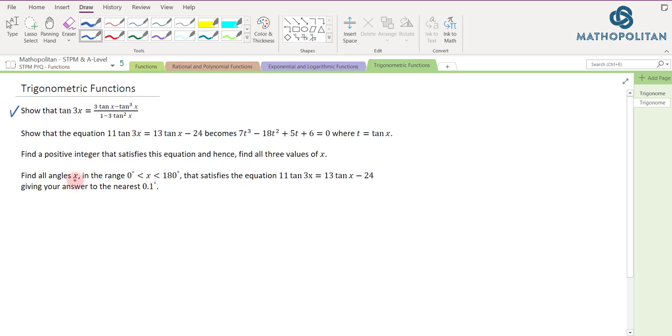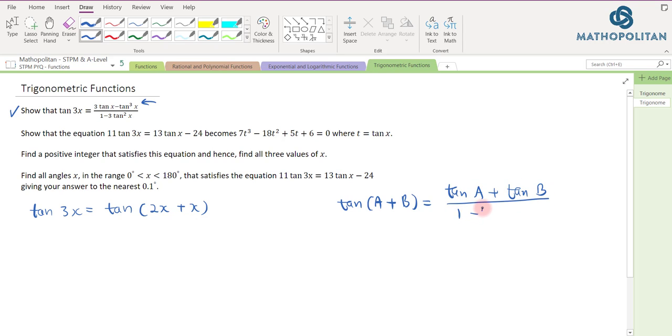So in this case, for tan 3x, I can break it into tan(2x plus x). If you look at the final answer, it is in just tan x, so you have to try to reduce it from 3x in terms of tan x. I will start with tan(2x plus x), and we know from the formula that tan(a plus b) is equal to (tan a plus tan b) divided by (1 minus tan a tan b).